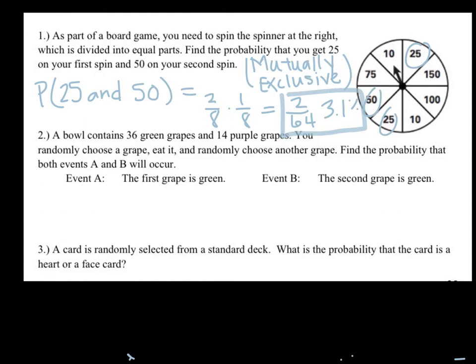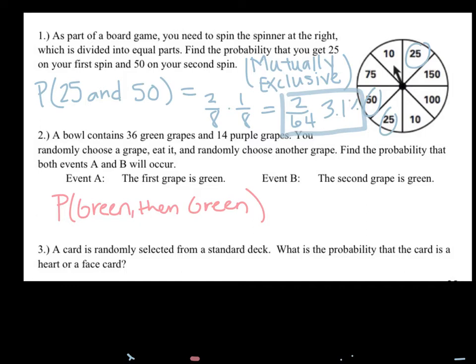Number 2 says a bowl contains 36 green grapes and 14 purple grapes. You randomly choose a grape, eat it, and randomly choose another grape. Find the probability that both events A and B will occur. So we want the probability that the first one is green and the second is green. So green, then green again.